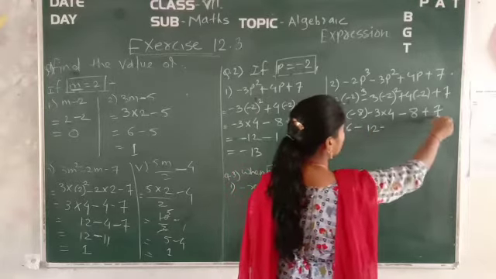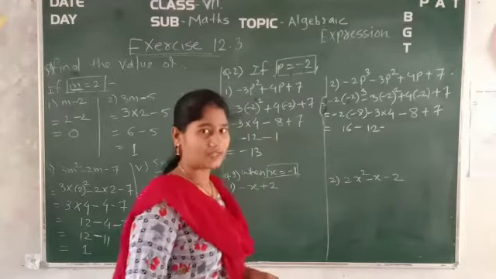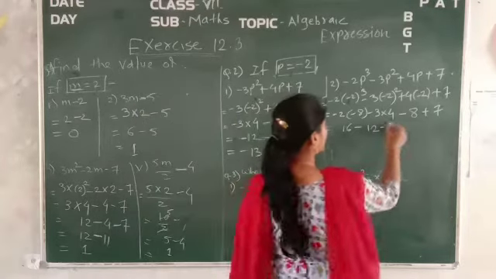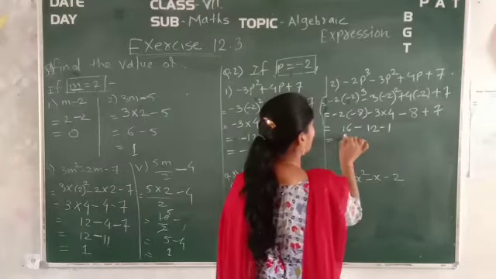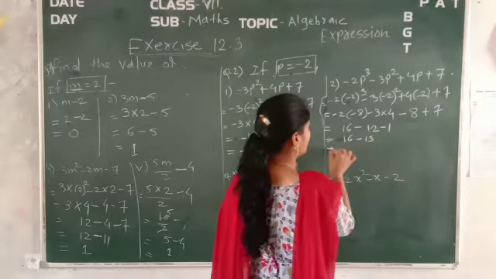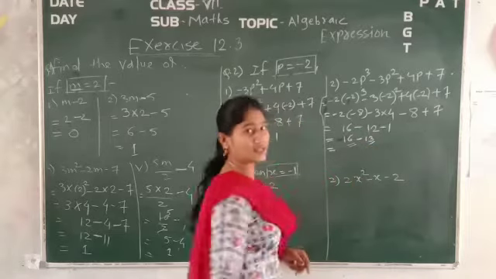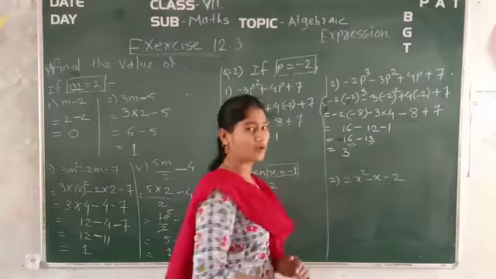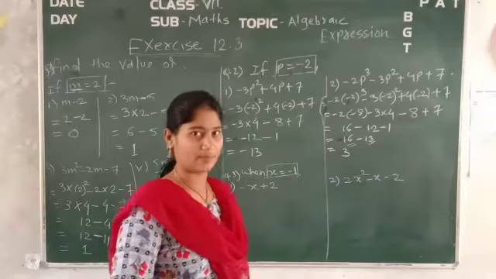Minus 8 plus 7, already we have done here. That is minus 1. Okay, so its value is minus 1, which is equal to this plus 16 will remain as it is. Minus 12 minus 1, it is minus 13. Okay, then plus 16 minus 13, it is plus 3. Okay, so it is plus 3 because the sign of the biggest number will be applicable.